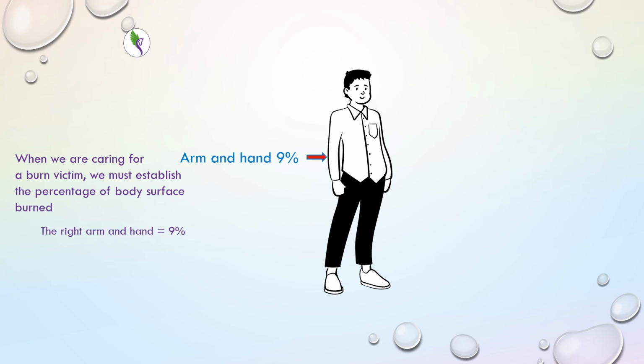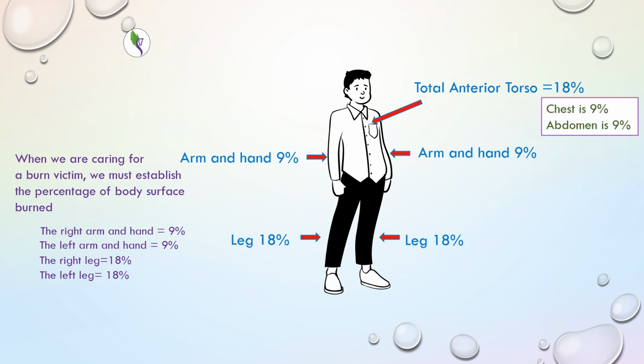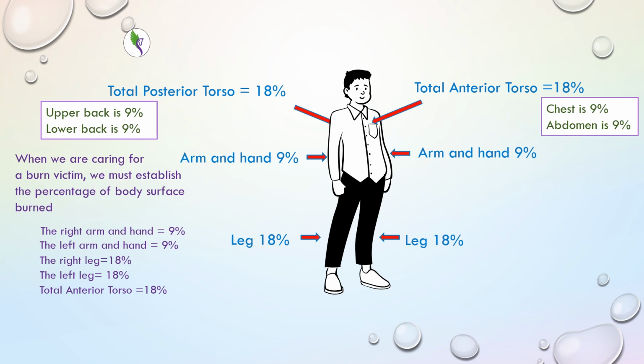So our patient's right arm and hand is 9%. The same for the left arm and hand, that's going to be 9%. Our leg is twice as big as our arm, which is going to be 18% for the right leg and 18% for the left leg. The total anterior torso is 18%, and that breaks down to the chest as 9% and the abdomen as 9%. The same for the total posterior torso at 18%, with the upper back at 9% and the lower back at 9%.